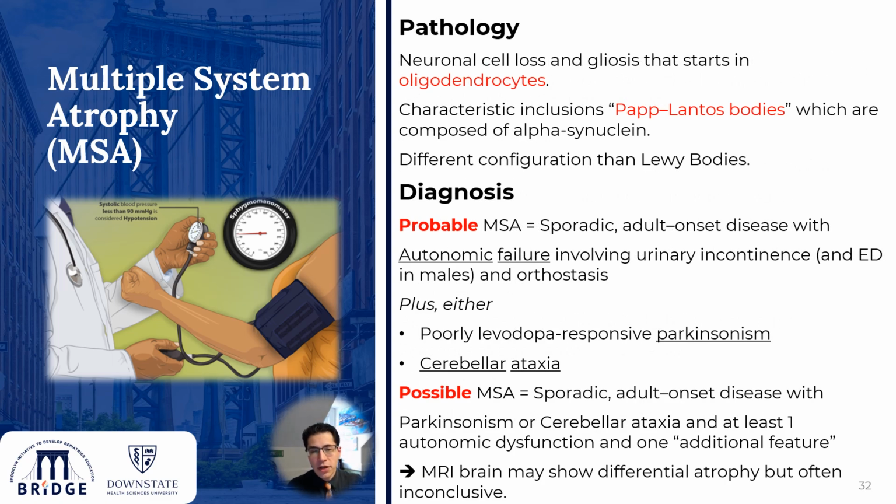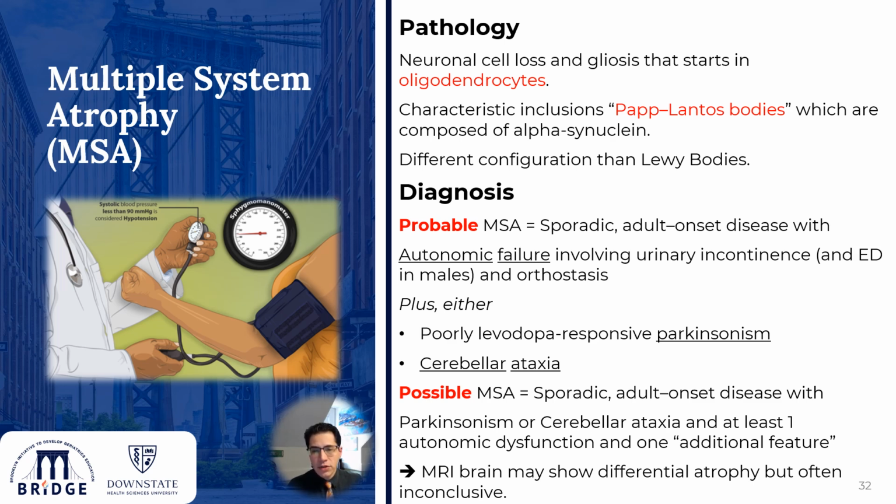So the pathology under the microscope for this disease shows neuronal cell loss that begins in the oligodendrocytes, which are naturally responsible for the myelination of the neurons, and characteristic intracellular inclusions called the papp-lantos bodies, which have a different configuration than the alpha-synuclein that we see in Lewy bodies.